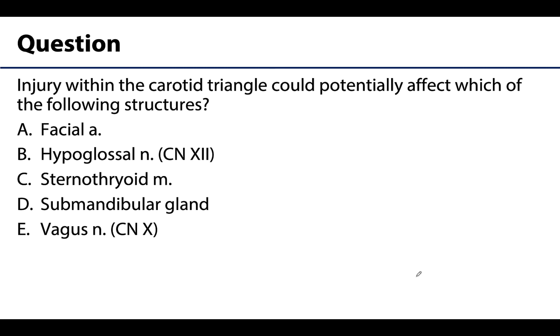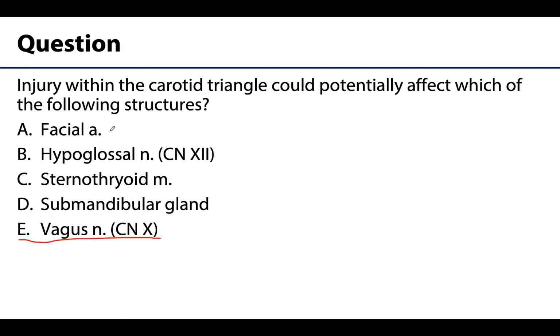Alright, so hopefully you have settled on E, the vagus nerve or cranial nerve 10, as the correct answer. If not, please don't stress. Now you know this is an area you need to review, so that's kind of a win-win there. Recall that the vagus nerve is located intermediate and deep in the carotid triangle region.